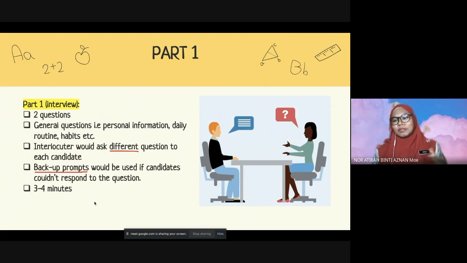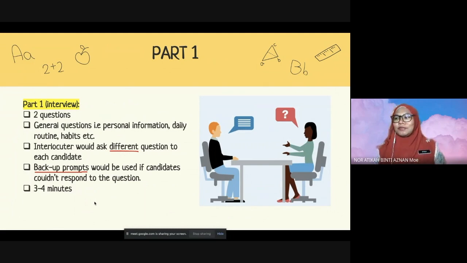So it's simple, it's direct, it's very casual, and the interlocutor will ask a different question to each candidate. So candidate A and candidate B will not receive the same question. For example, the interlocutor asks candidate A, "What's your name?" And then candidate B, she will ask, "Where do you live?" So they will never receive the same set of questions.